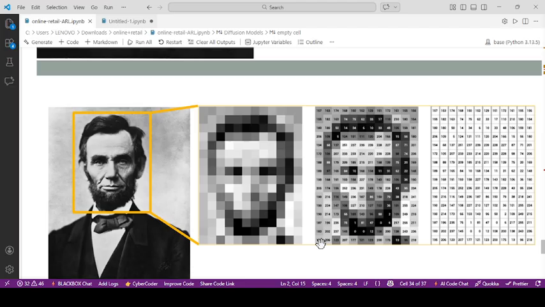So what is actually a pixel? A pixel is the smallest unit of an image, and its value represents the intensity of the pixel. What is that intensity? It is nothing but brightness. That brightness itself is the pixel value that you are seeing here.